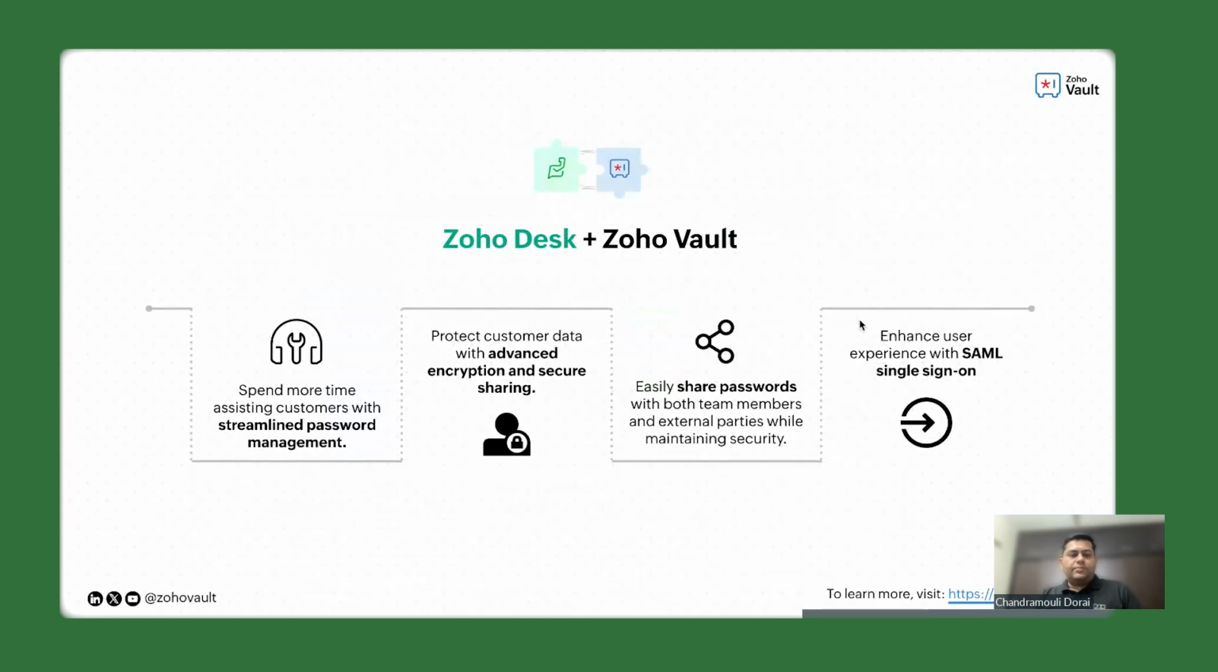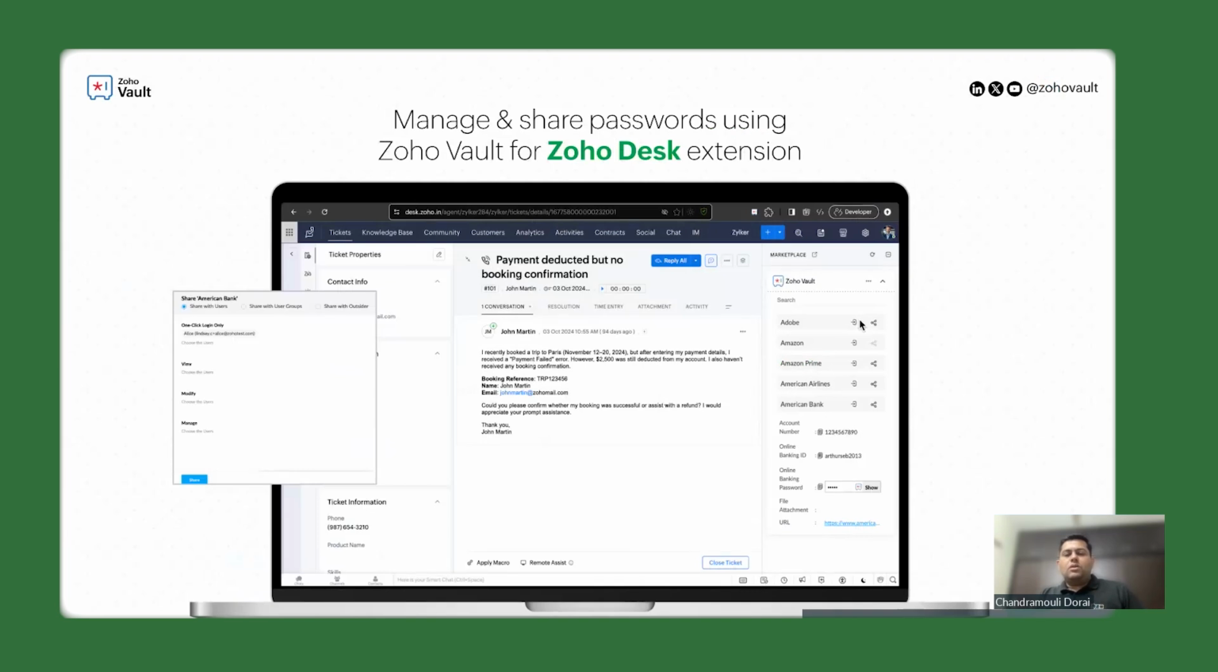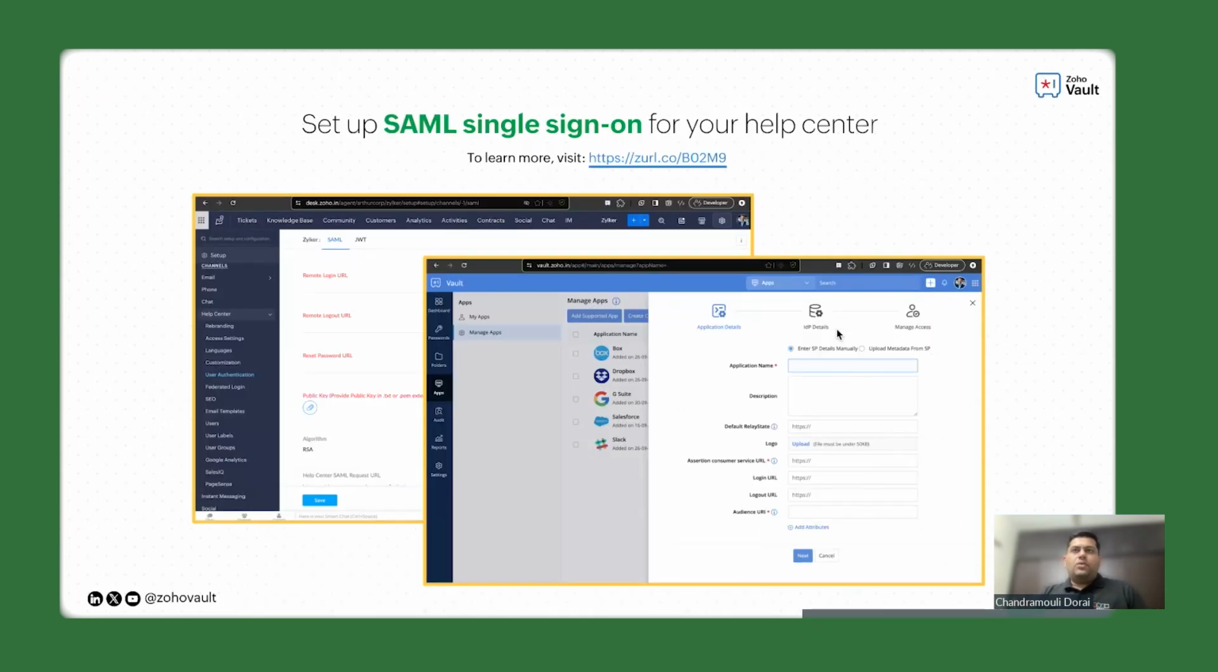Zoho Desk, again, is very similar. For any application in the Zoho marketplace, you go to the marketplace, look for Zoho Vault, and add the extension. Likewise, similar to the Zoho Vault integration for Zoho Mail, you will be able to access all the password related information right within your ticketing system itself. So if you have a customer portal for which you need to configure SSO, you can also use Zoho Vault to configure SSO for your customer portal.